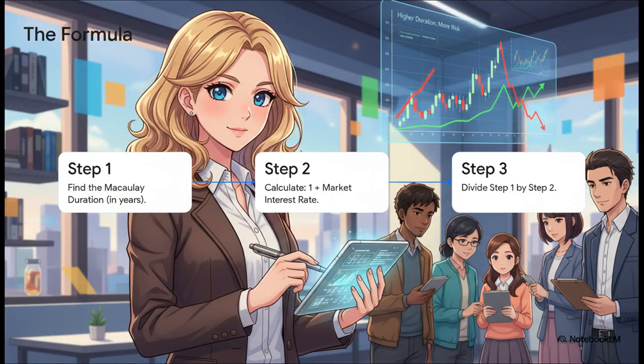And you know what? The calculation is surprisingly simple. You just take that Macaulay duration we just talked about, and you divide it by 1 plus the current interest rate. That's all there is to it. That one little step turns a measure of time into an incredibly useful measure of risk.